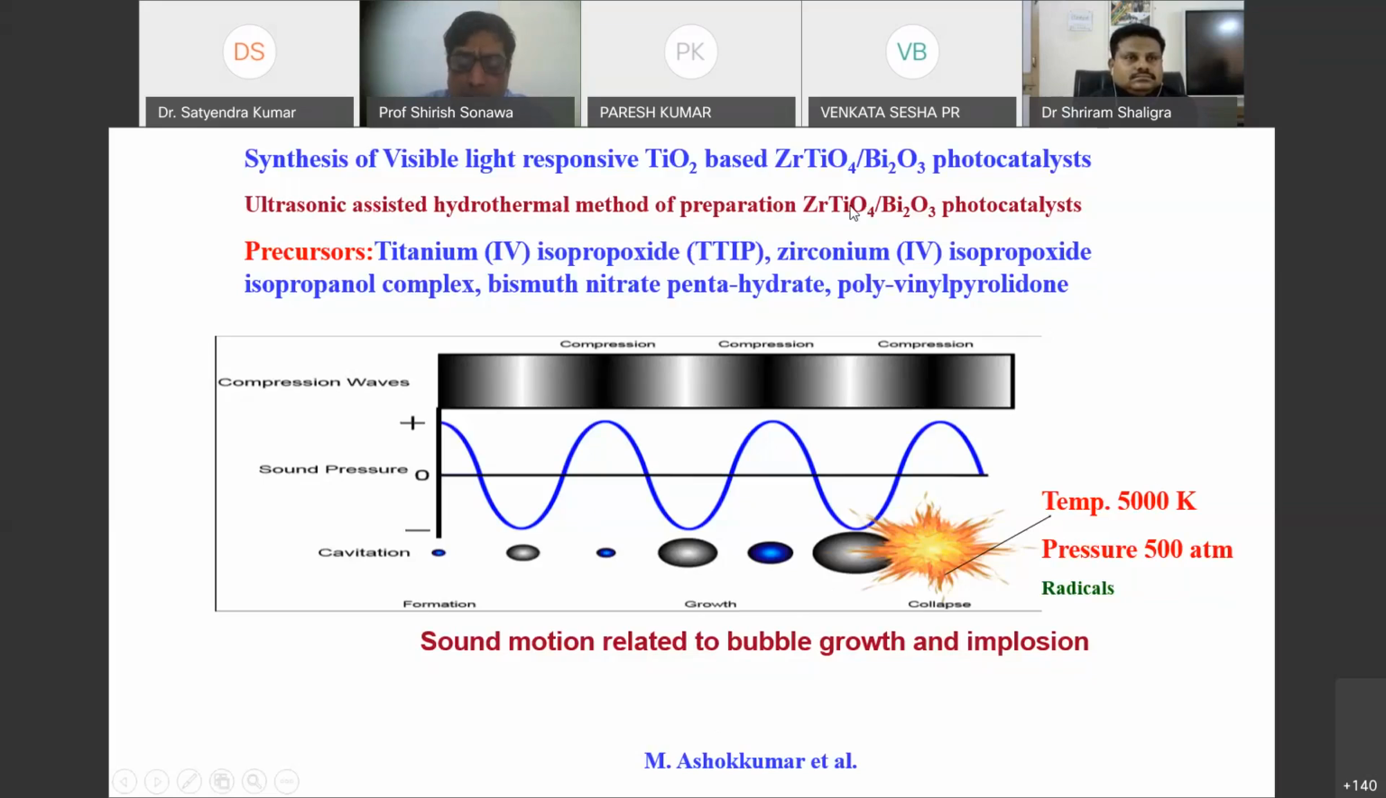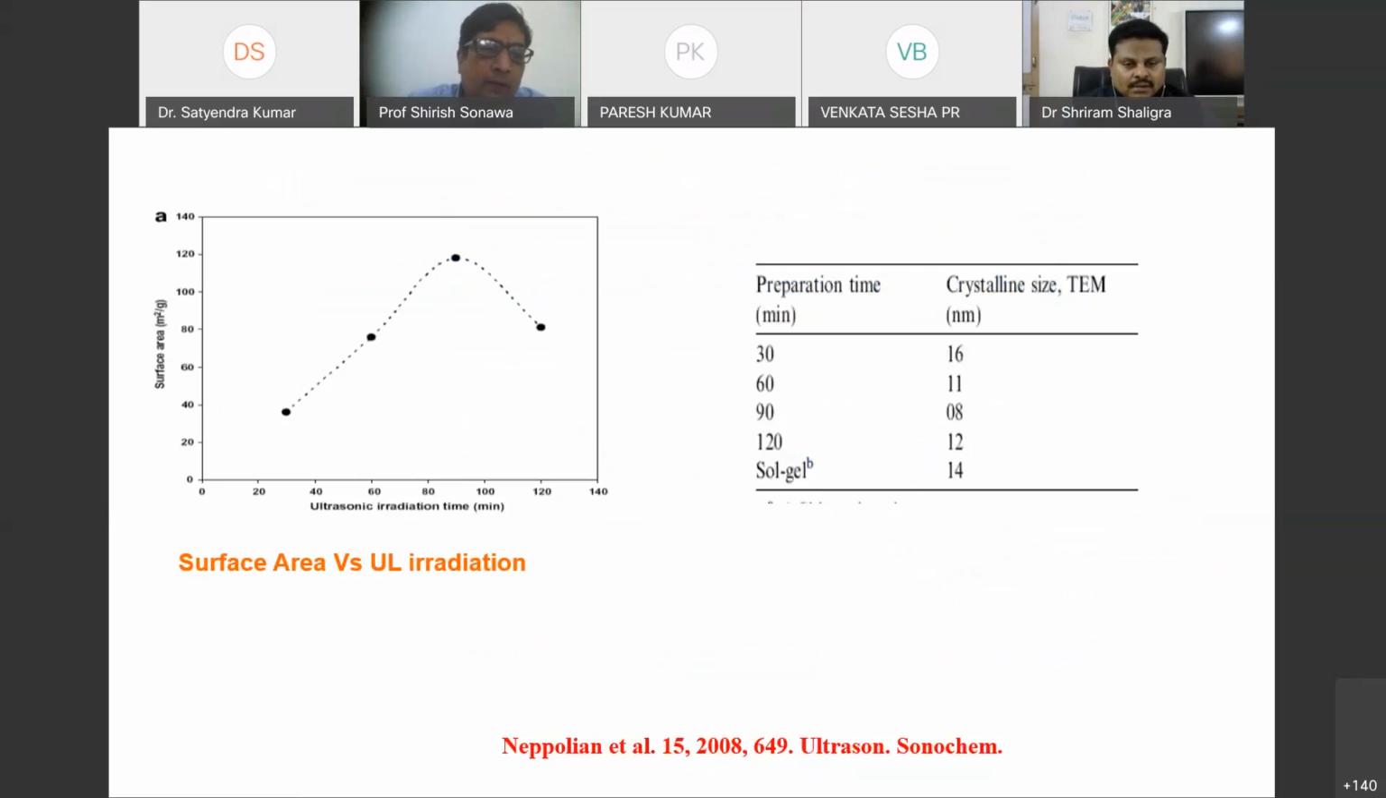For example, zirconia bismuth. This is a kind of hybrid inorganic particle which can utilize UV as well as visible light. So this is a visible light photocatalyst. We can prepare it using this ultrasound cavitation.